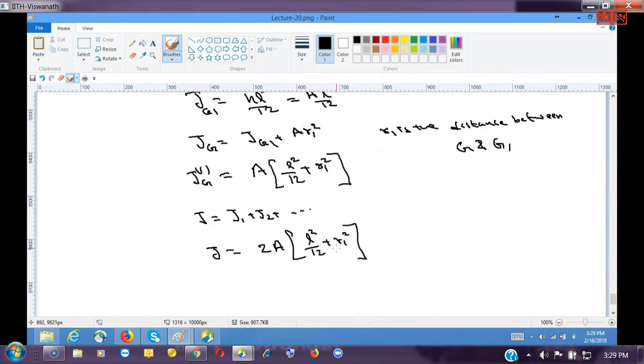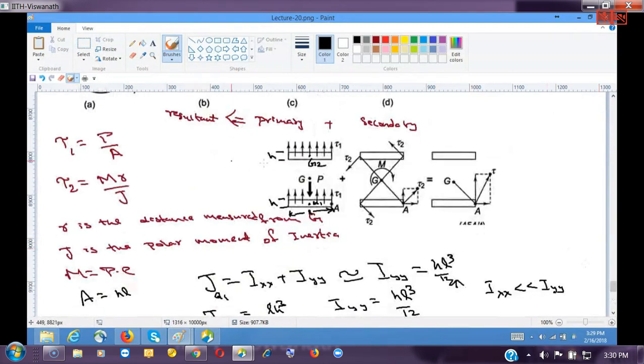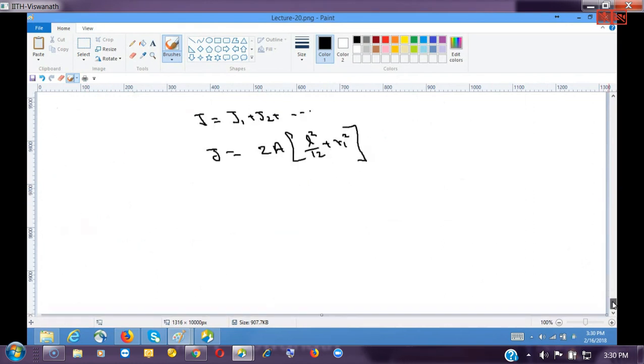Now if you know J, we already know the maximum distance R. We know M, which is P times E. We know B, we know A. So we can calculate the primary shear as well as the secondary shear, and then take the resultant shear, and that will finish the problem. So let us see that using an example.